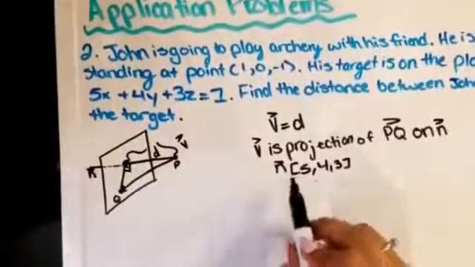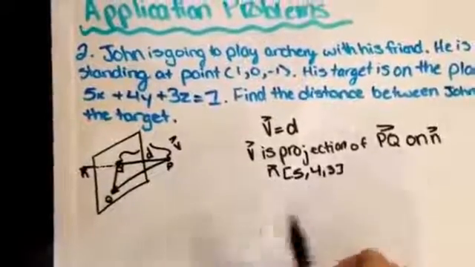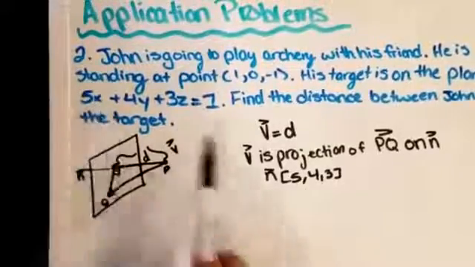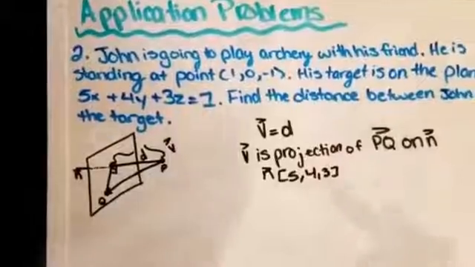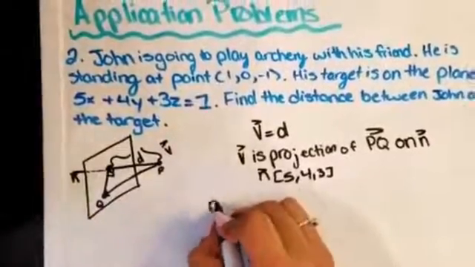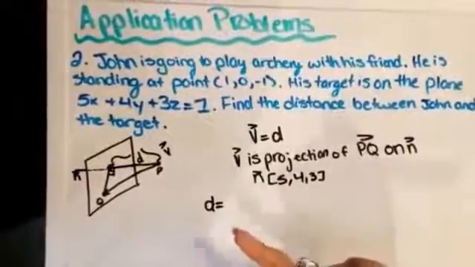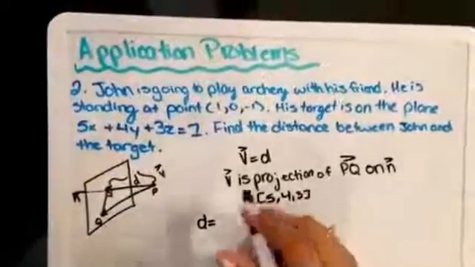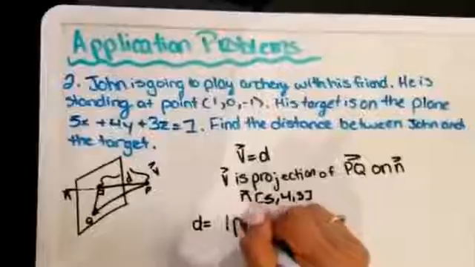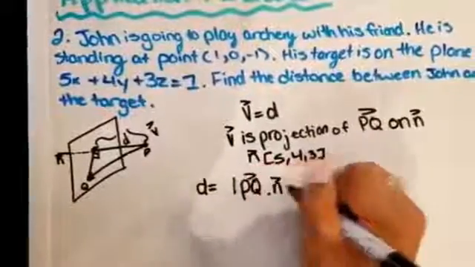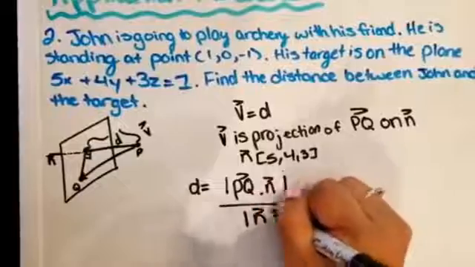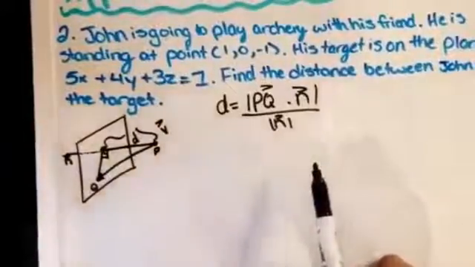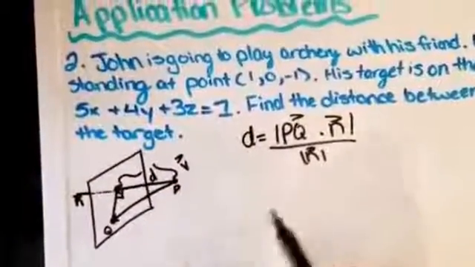So our coordinates for our n vector are 5, 4, and 3, and we get this from the scalar equation of the plane. So x is 5, y is 4, and z is 3. So, to find distance, we need our distance equation, which is the magnitude of PQ dot product with n, over the magnitude of the n vector. So we have our distance equation, but we're just going to keep that aside for now, and go back to this point Q.